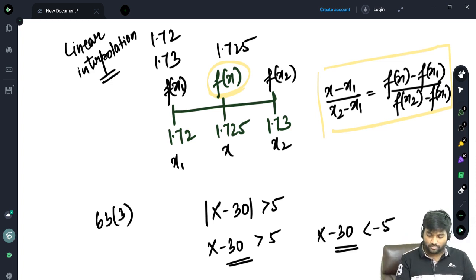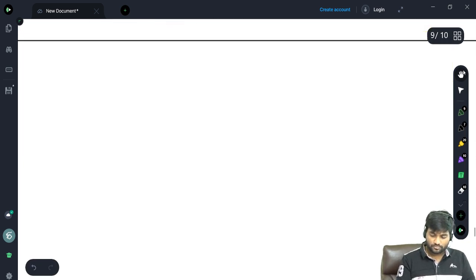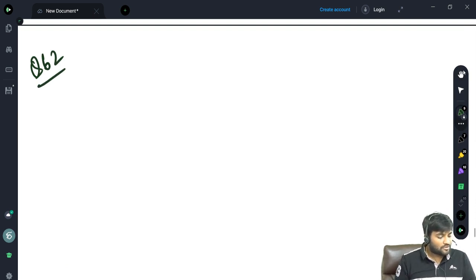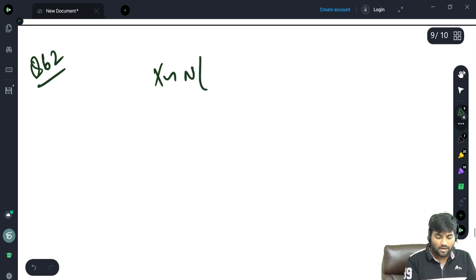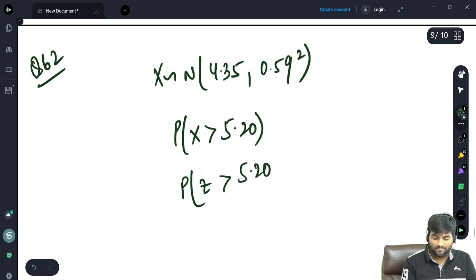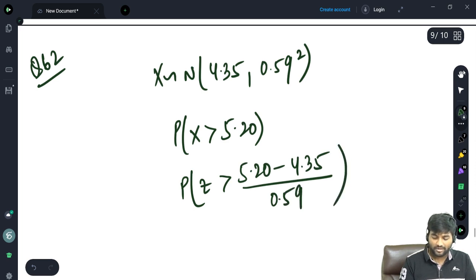Question number 62. Suppose that the amount of cosmic radiation to which a person is exposed when flying by jet. The rest is not important. So basically x follows normal 4.35, 0.59 square. We need to calculate probability x is greater than 5.20. Probability z is greater than (5.20 minus 4.35) by 0.59. What is the answer?